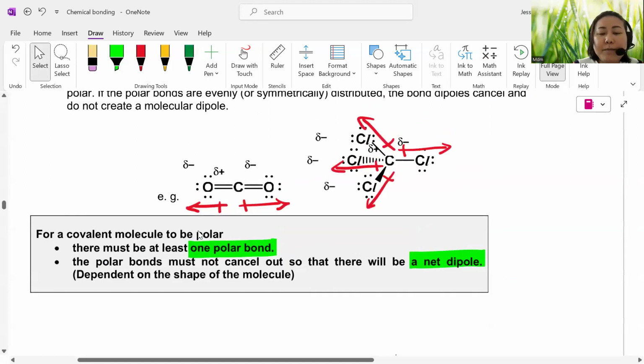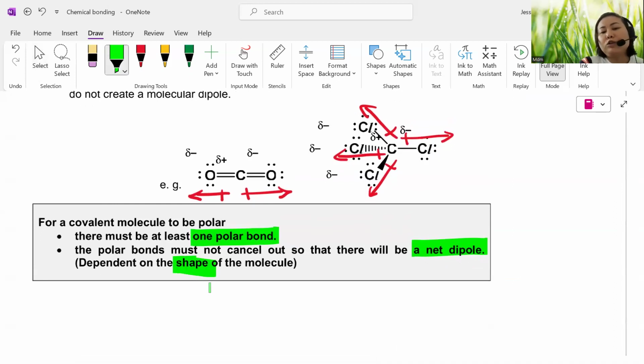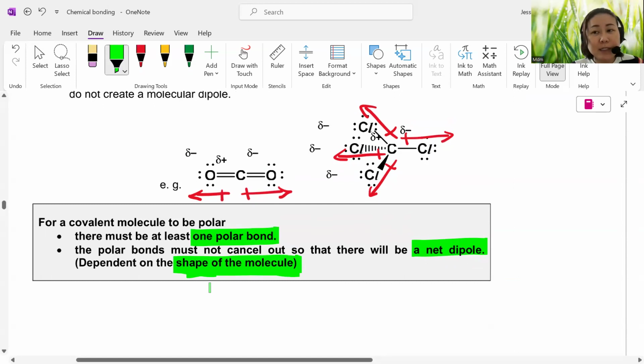And so what causes the dipole to cancel out? It depends on the direction, it depends on the magnitude, it depends on the shape of the molecule. So that's why you must draw your Lewis structure correctly, so that when you apply your VSEPR, you get the correct shape. Then you can deduce whether the vectors or the dipole moments cancel out each other.